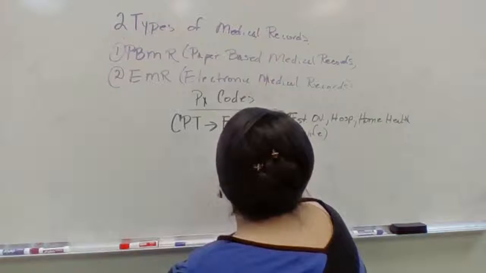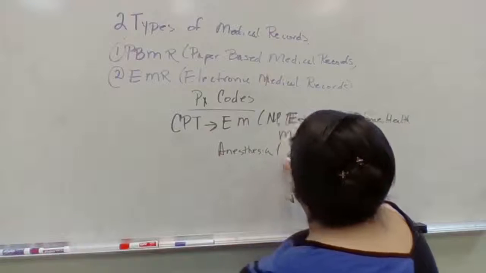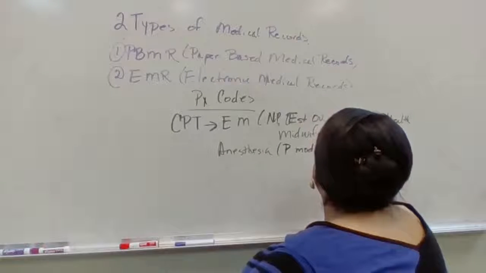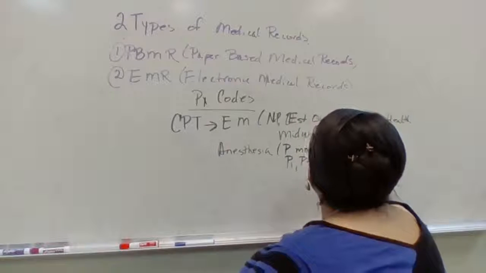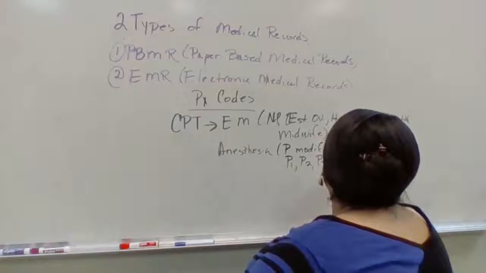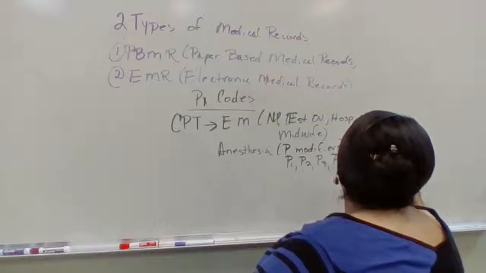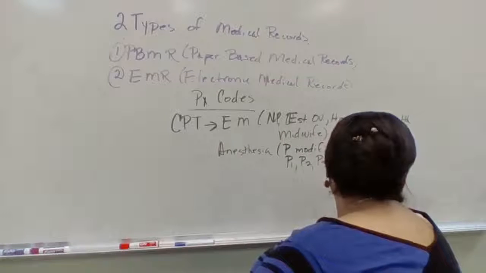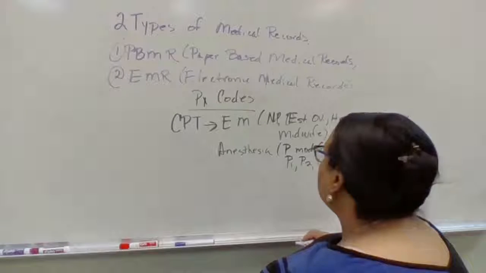Then anesthesia. We'll talk about that another time, how to calculate anesthesia claims. Anesthesia, and then they have their P modifiers, P1, P2, P3, P4, P5, P6. That means you're dead. You're on a ventilator. They're trying to keep your body alive and breathing for what? For transplant reasons. And they make good money. Bills make good money working for anesthesiologists.